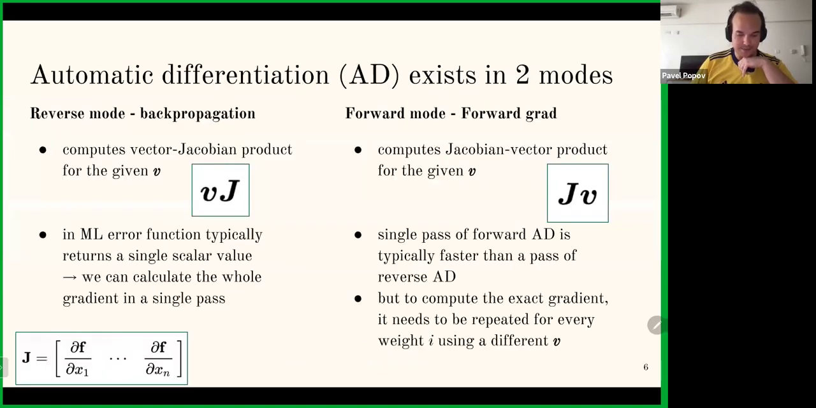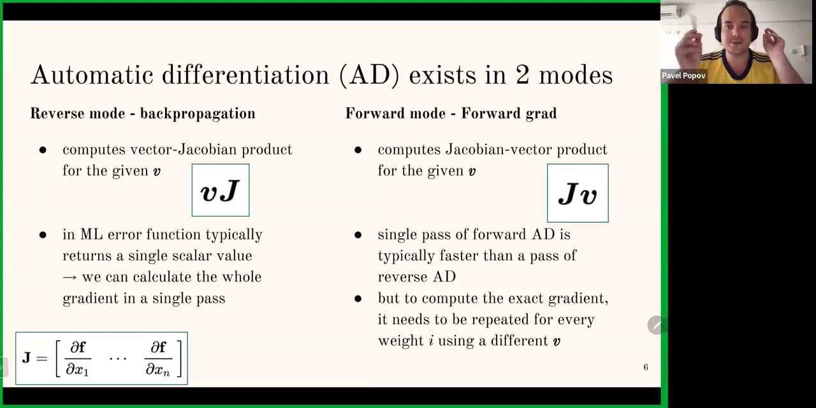So a few words about forward mode and backpropagation. These two techniques rely on automatic differentiation, and this is a technique for computing Jacobian vector products and these kinds of things. There exist two different modes of AD. Reverse mode is used for backpropagation. As I said, it allows us to compute the exact gradient, and we use it a lot.